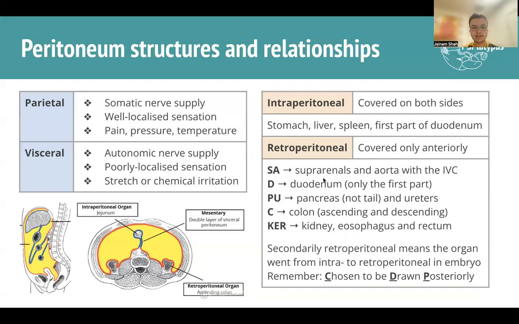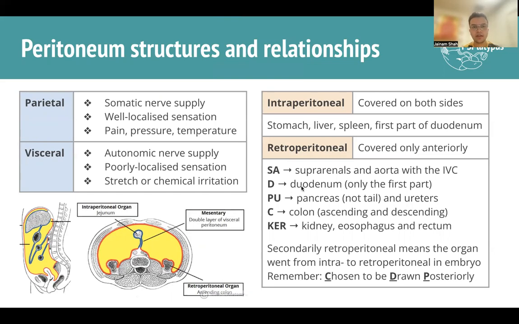With organs that are considered to be retroperitoneal, and again, this comes back to a bit of embryology. So if you're stuck on why these are called the way they are, just have a look at that lecture and it will make a bit more sense. But these retroperitoneal organs are only covered anteriorly. So if you have a look at the ascending colon, which is labeled as retroperitoneal, you'll see it's pretty much stuck all the way back on the posterior abdominal wall. So the only bit that's actually covered by peritoneum is the front.